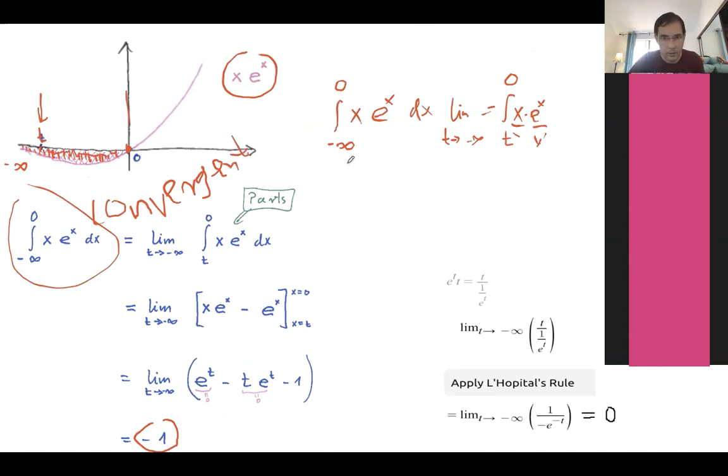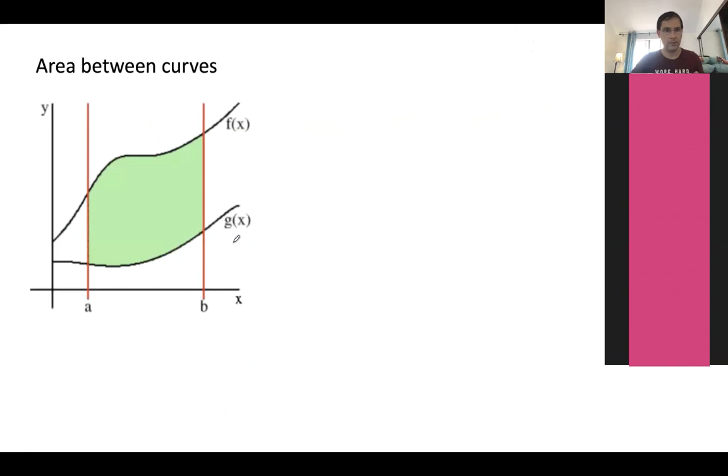Just see. Perfect. When t is approaching negative infinity of this exponential function. Perfect. That's exactly what you were saying. Okay, so that's improper integrals. So let me review now the last two sections. Okay, so last two things, integration.